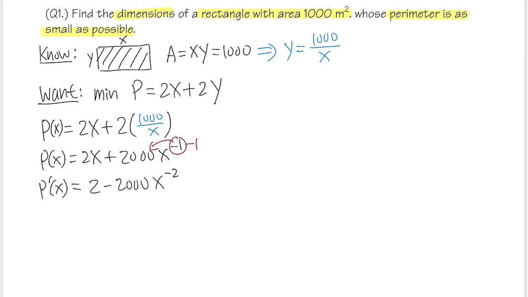That's the derivative. Now to find the critical numbers, we will set this to be 0. And you have a couple ways to solve this.